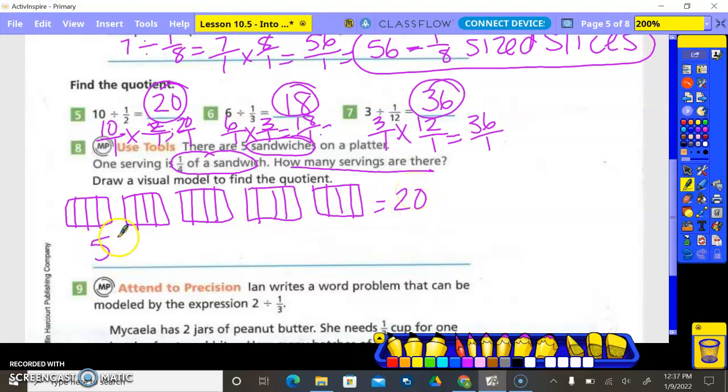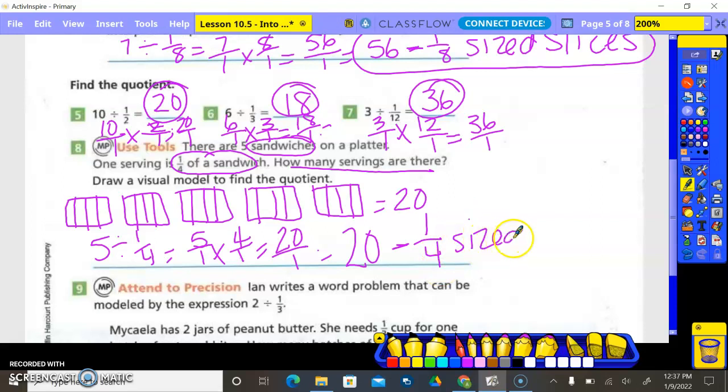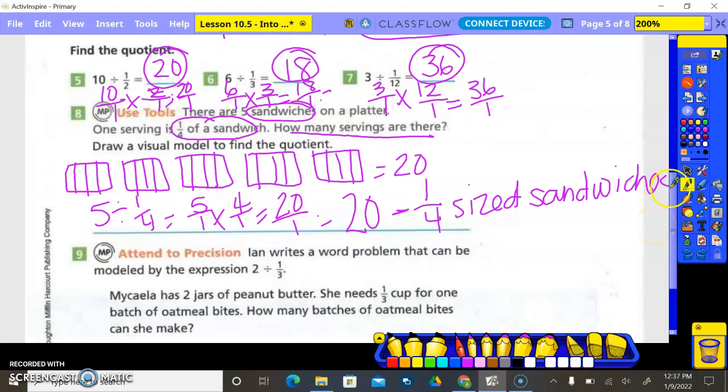So if I take 5 divided by 1/4, that also equals 5/1 times the reciprocal of 1/4, which is 4/1, which equals 20/1, which equals 20 1/4 sized sandwiches. So that would be our answer.